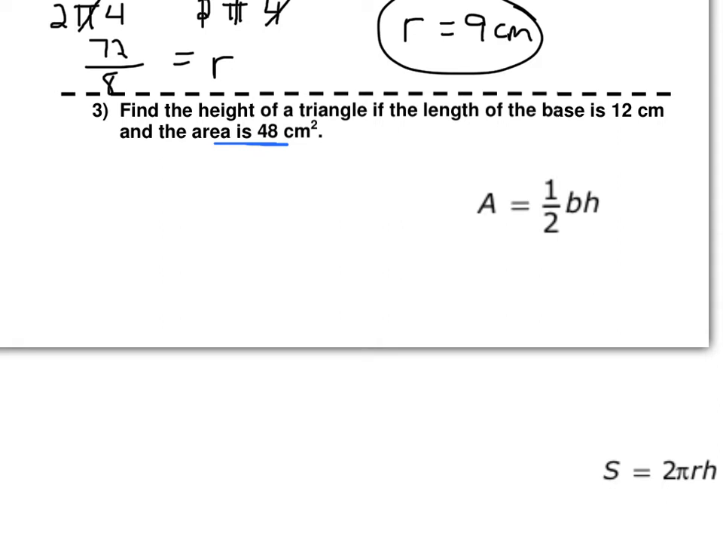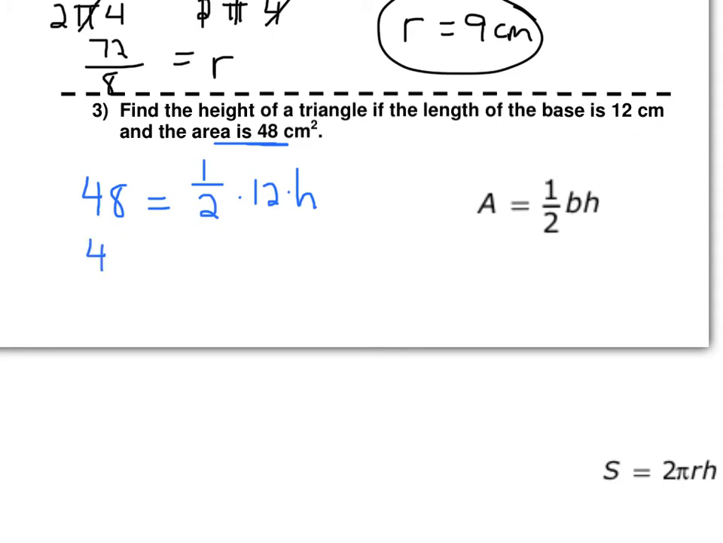So area, we said, is 48 centimeters, is equal to 1/2, and it says the base is 12. So 1/2 times 12 times the height. We don't know what the height is, so what we can do first is simplify this.